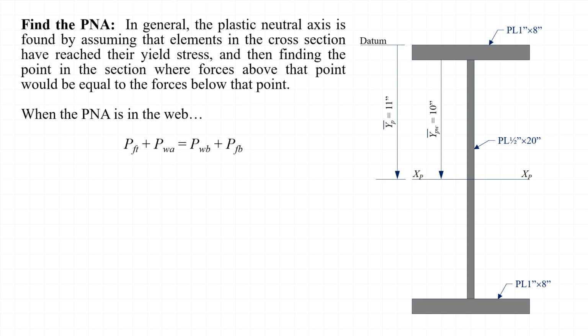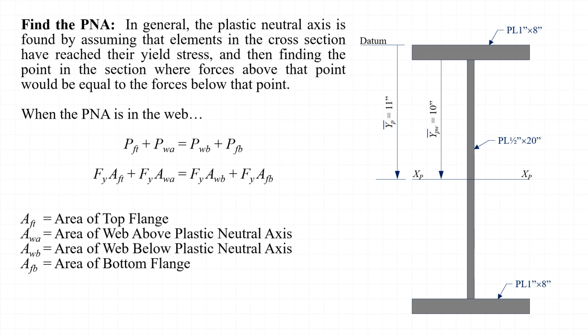So once again, for the case where the plastic neutral axis is in the web of the cross-section, this equation holds, where the plastic force in the top flange plus the plastic force in the web above the plastic neutral axis is equal to the plastic force in the web below the plastic neutral axis plus the plastic force in the bottom flange. This equation always holds for homogeneous sections or hybrid sections, as long as the section is I-shaped and as long as the plastic neutral axis is in the web.